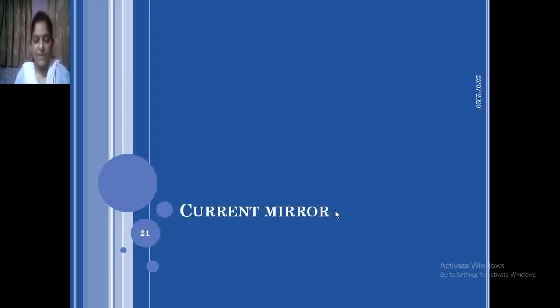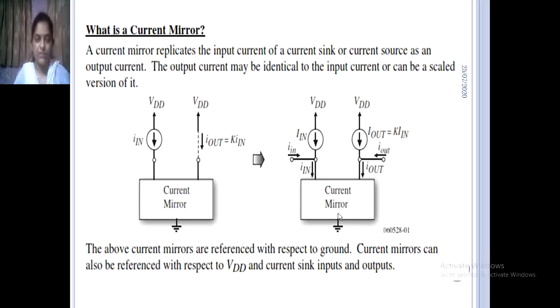Then let us see the next thing, that is the current mirror. So what is a current mirror? A current mirror replicates the input current of a current sink or current source as an output current.